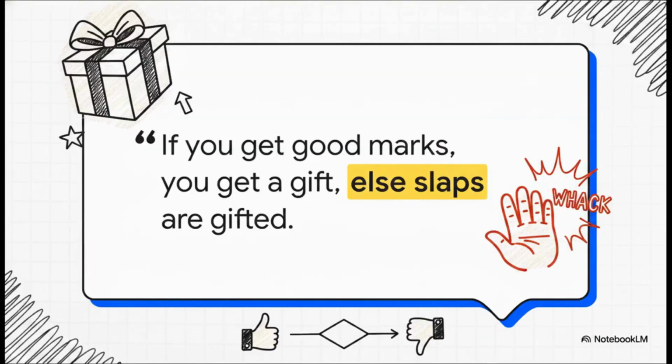Honestly, to really grasp if-else logic, just think back to being a kid. We've all heard this classic childhood condition. If you get a certain percentage of marks on your exam, you get a gift. Else, you're getting a slap or a scolding. It's a harsh but literally perfect binary outcome based on a single condition. One block executes if it's true. Otherwise, well, you face the else block.